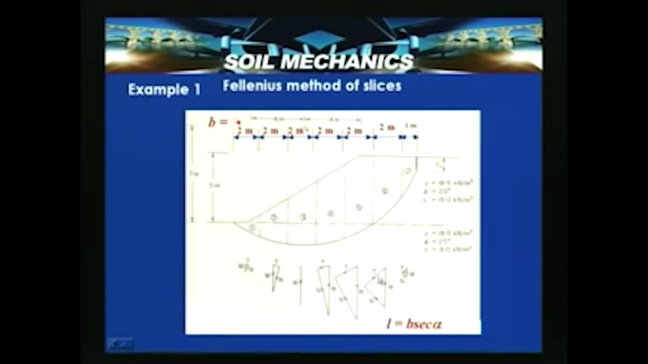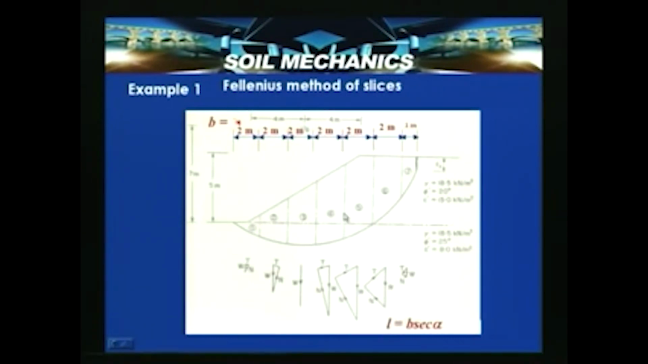So, the force diagrams are shown here. This is for the first slice, second, 7th slice, 6th and 7th are these slices. So, you can see that this is the portion where only the W is acting, the other components are 0. Then L is equal to B secant alpha.